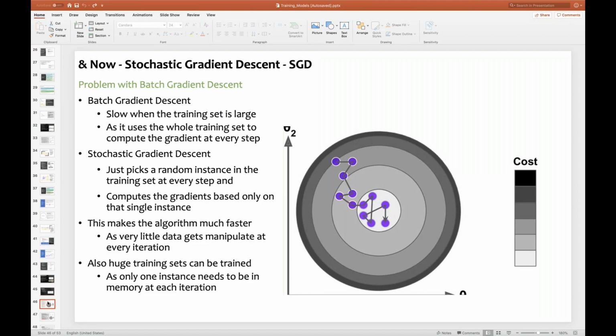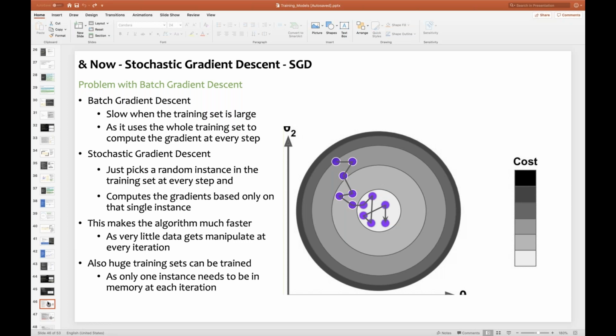Now here, stochastic gradient descent. So now, what is batch? Batch is nothing but work is done in the form of batches. What happens is batch gradient descent works very slow when the training set is very large. That's obvious. The name itself says it's a batch.